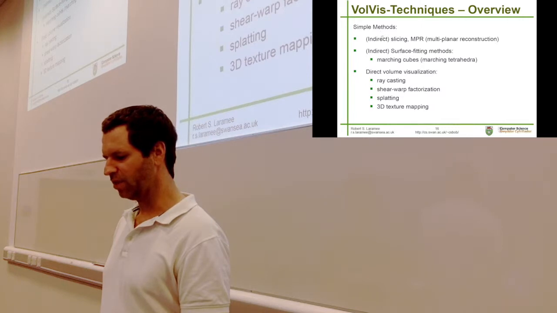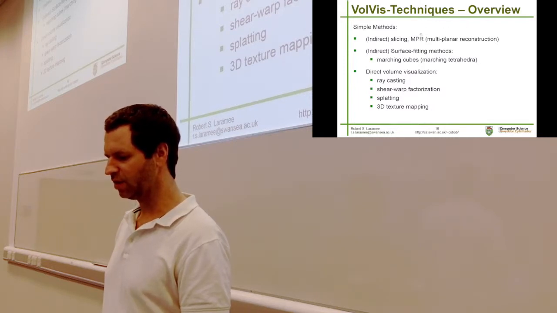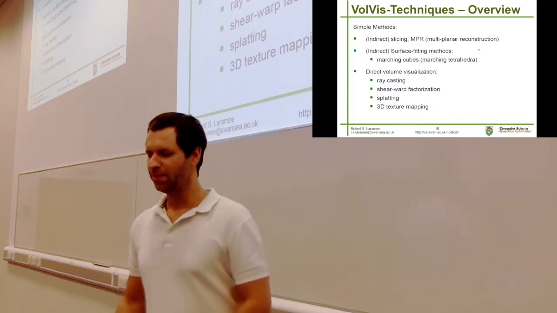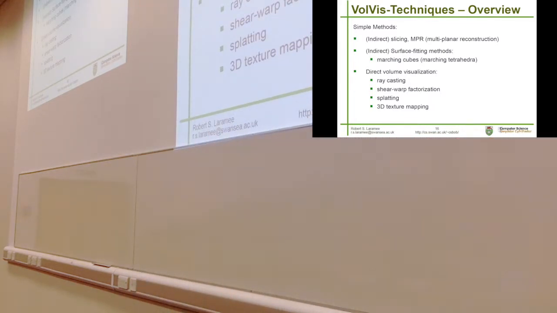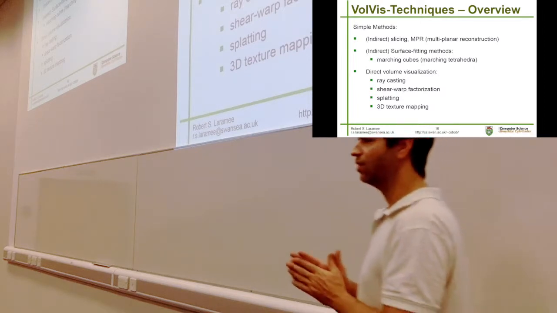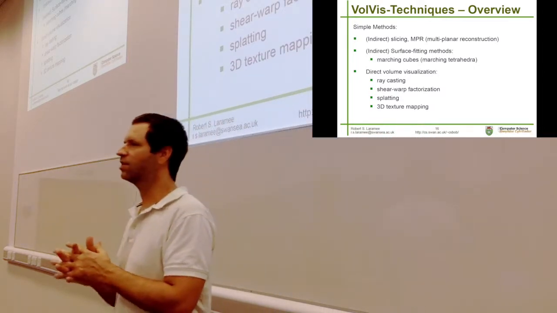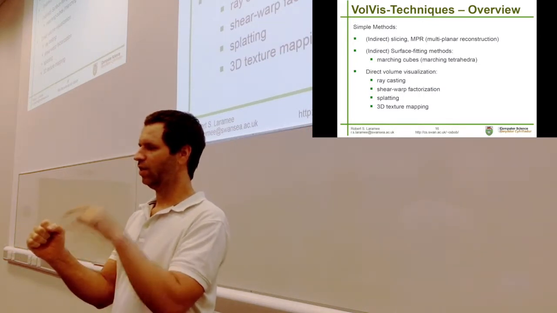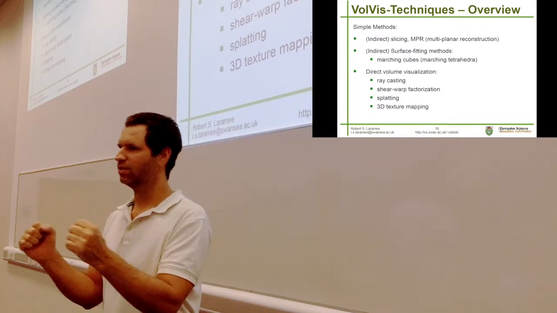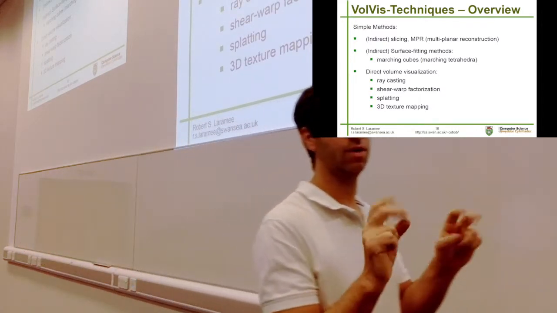Indirect methods include isosurfacing, slicing, MPR, multiplanar reconstruction, that is more than one slice, or surface fitting methods such as marching cubes and marching tetrahedra. What that means is to compute those planes and surfaces, they rely on interpolation of data samples. So instead of looking at the data samples directly, we're looking at interpolated data samples between the originals. So that's why it's called indirect.